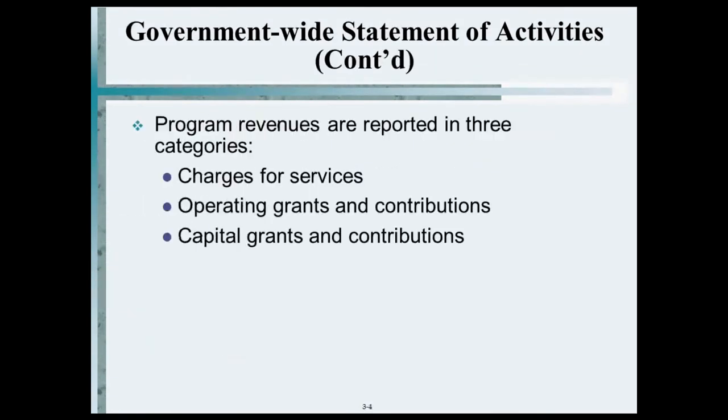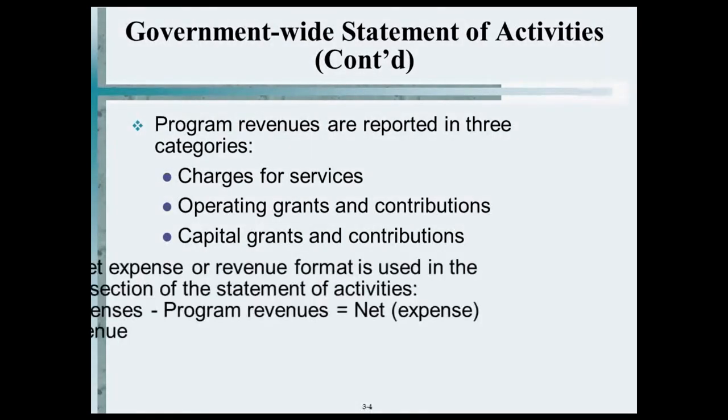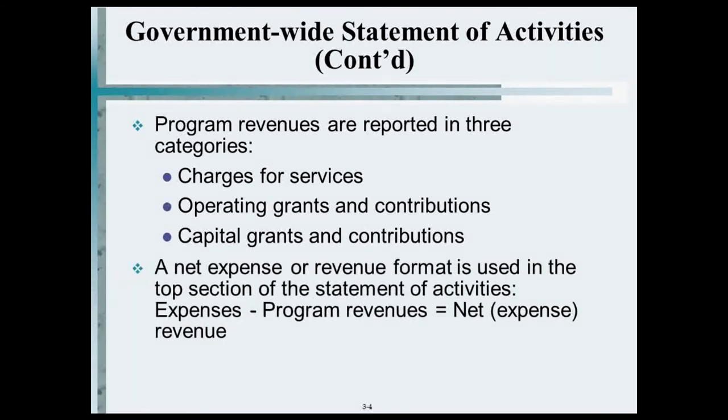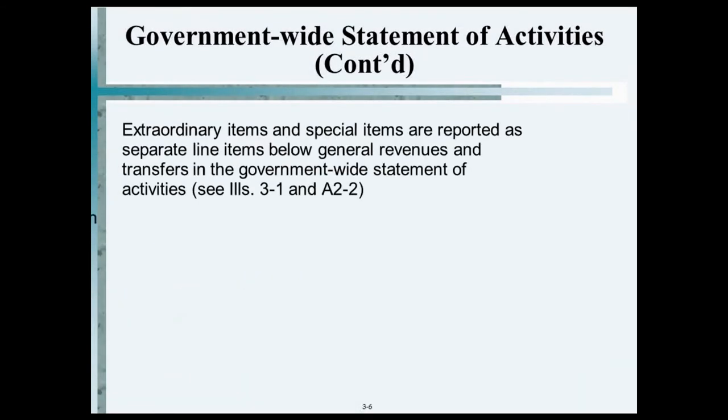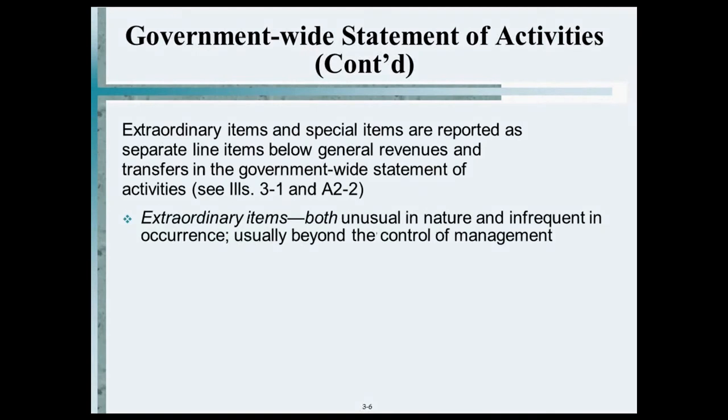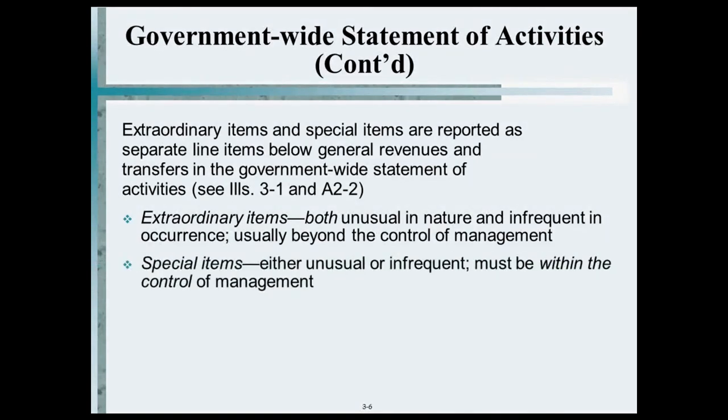This is the piece that I just talked about. Program revenues, right? Charges for services, operating grants and contributions. You should know what are program revenues and what are general revenues. What's the format of the statement of activities, which is what? Expenses minus program revenues. You know the difference between extraordinary items and special items, right? What's the difference? Management control, and the other one has to be what?